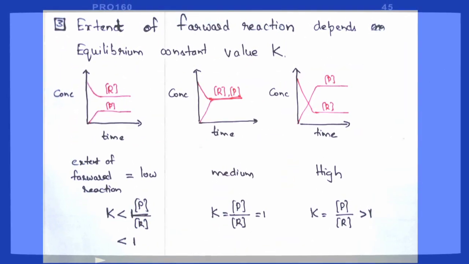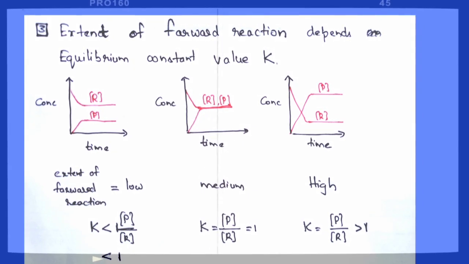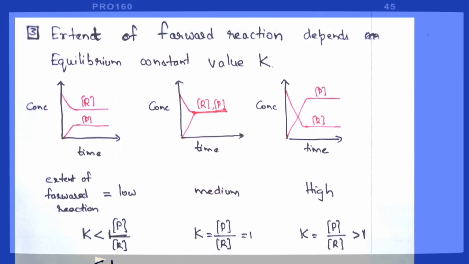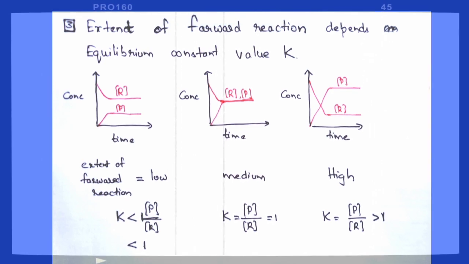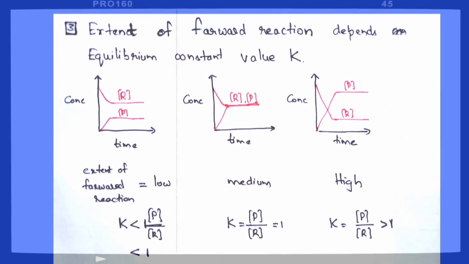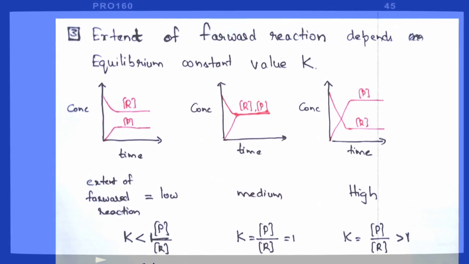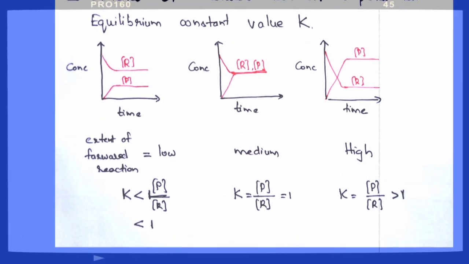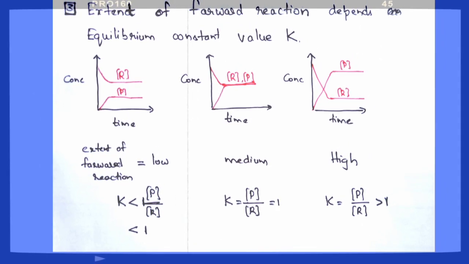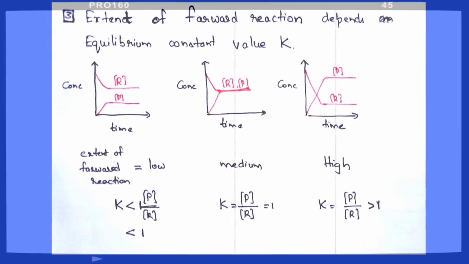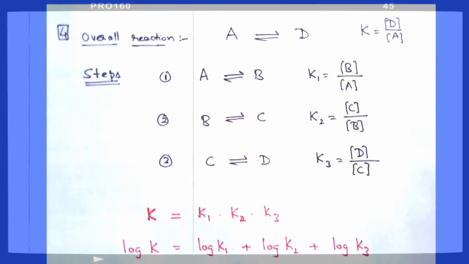Third point. Here we are finding the details of extent of forward reaction. From the first graph, if K is less than 1, extent of forward reaction is low. Second graph, K is equal to 1. Third graph, K greater than 1. Extent of forward reaction is high. That implies more amount of product has been formed by the time it got equilibrium.